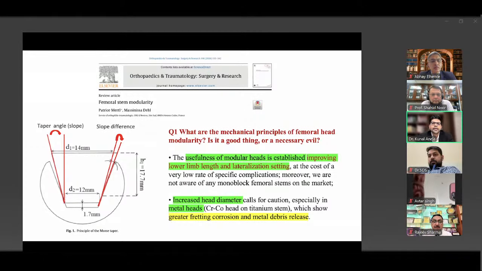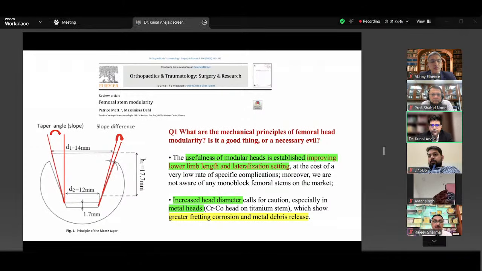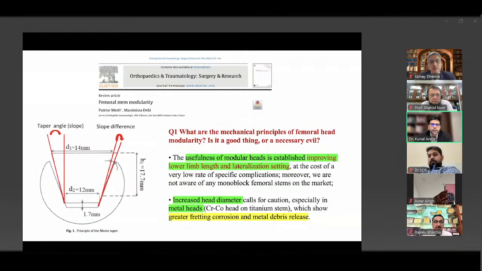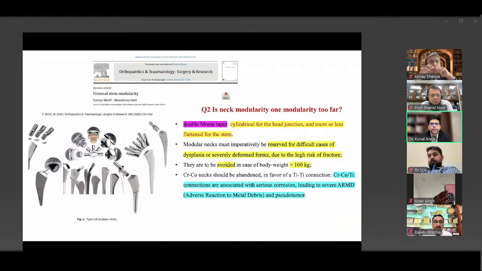First one is, is femoral head modularity a good thing or a necessary evil? Definitely, it's useful for improving the leg length equality as well as the horizontal offsets. However, a word of caution, the metallic heads above 36 size are not to be used because of greater corrosion and debris. Is neck modularity really useful, or is it a far-stretched idea?